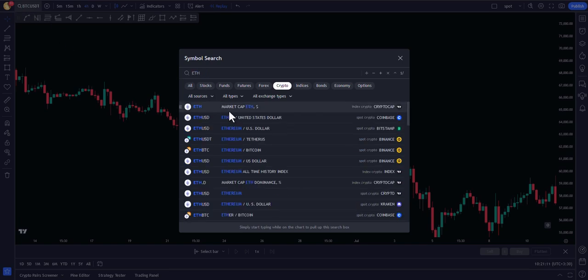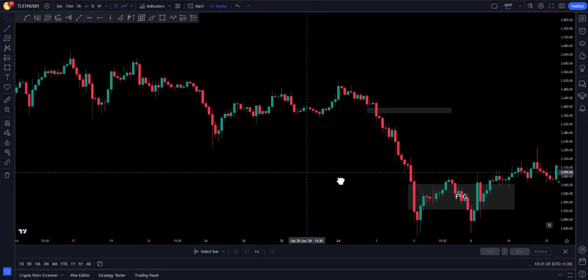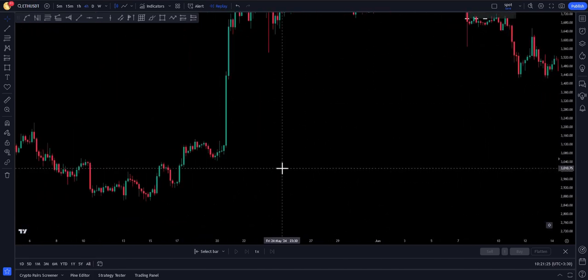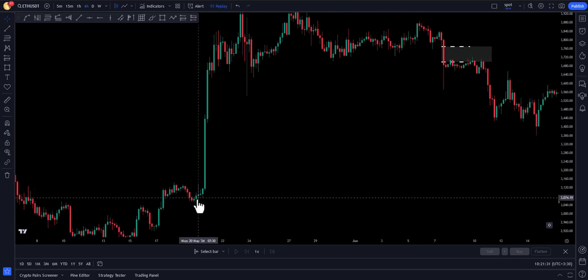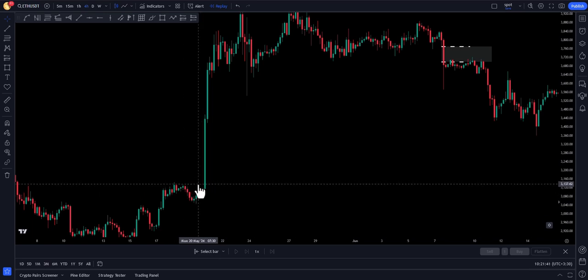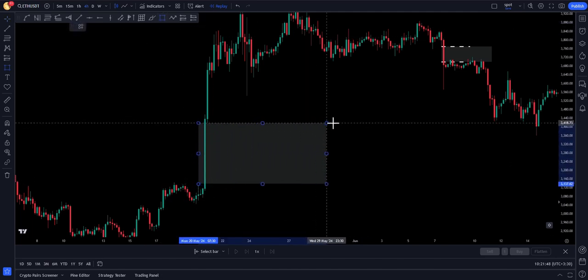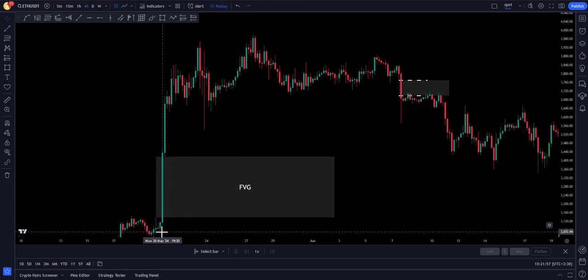Let's go back to the Ethereum chart. I'll give you an example with an inside bar. For instance, here we have a very large gap. Notice that this candle encompasses the 2 candles that come after it. The first candle is the mother candle, and the next 2 candles are inside bars. So we use the shadows of the mother candle to define the fair value gap. This entire area becomes the fair value gap.